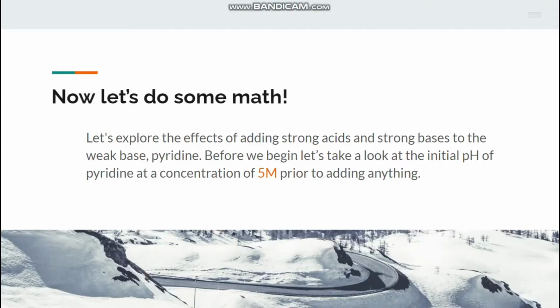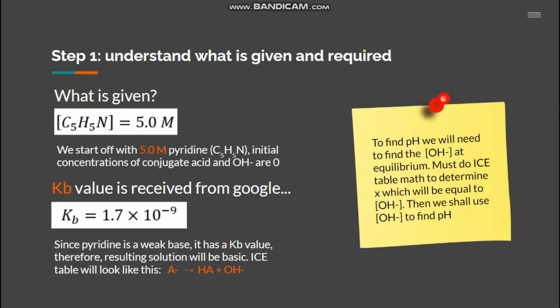Now, let's do some math. Let's explore the effects of adding strong acids and bases to the weak base pyridine. Before we begin, let's take a look at the initial pH of pyridine at a concentration of 5 moles prior to adding anything. We start off with 5 moles pyridine, and we may safely assume that the initial concentrations of the conjugate acid and OH are 0.